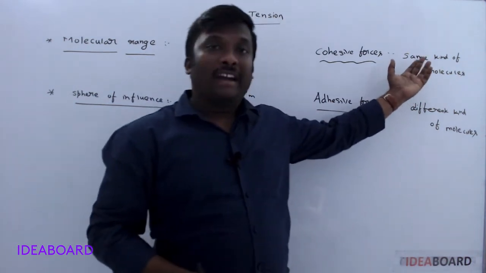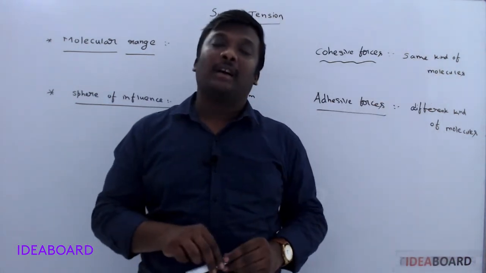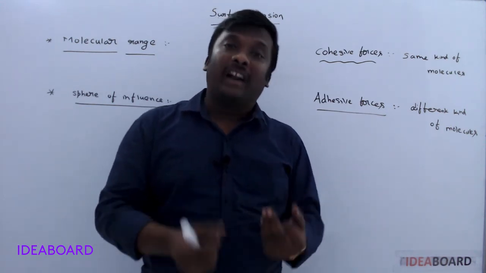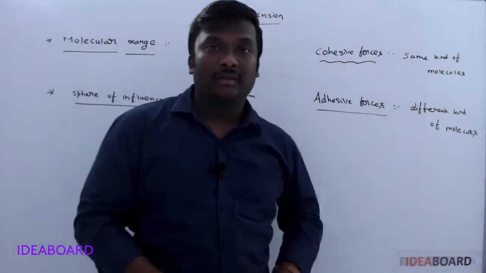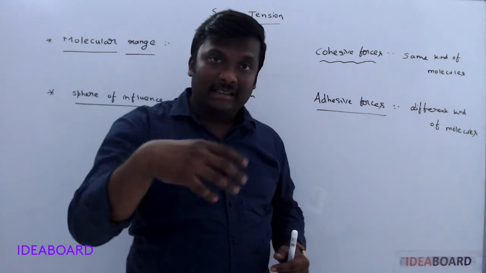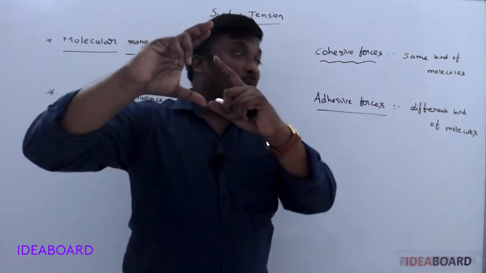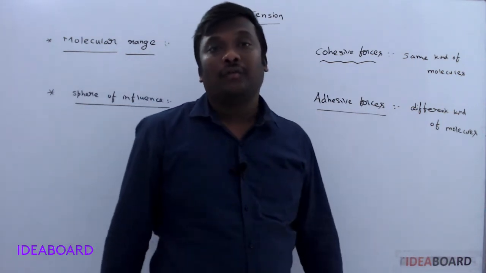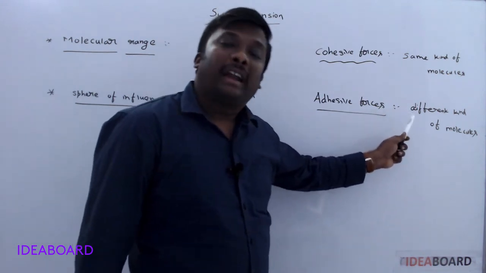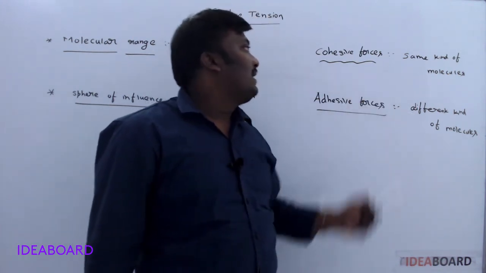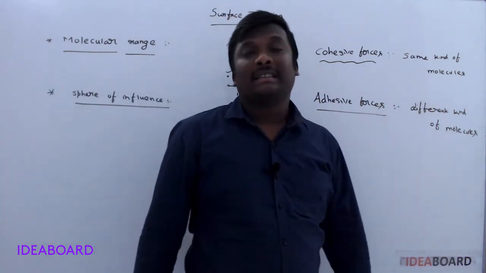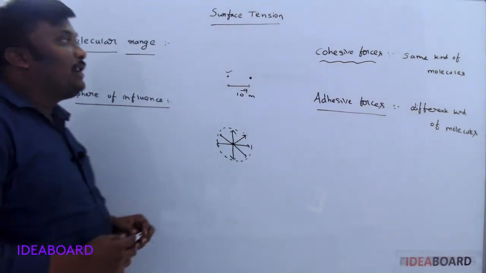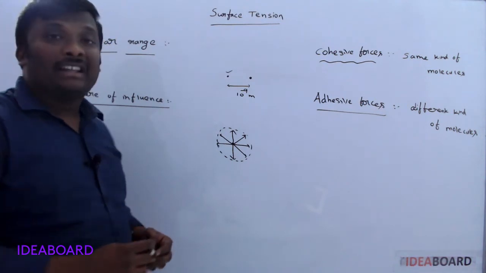Here also it is a force of attraction between the same kind of molecules. For example, if you take some water consisting of water molecules, in between the water molecules we have the cohesive forces. If this water is taken inside a glass, the force of attraction between the water and the glass molecules is called adhesive forces. So these are attractive forces between different kinds of molecules, and those are attractive forces between the same kind of molecules. Okay, basing on this molecular range and sphere of influence, we are discussing what is surface tension.